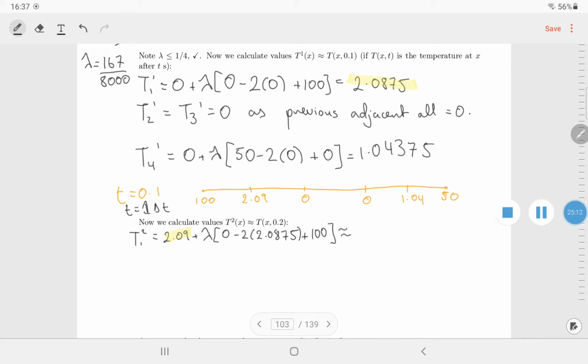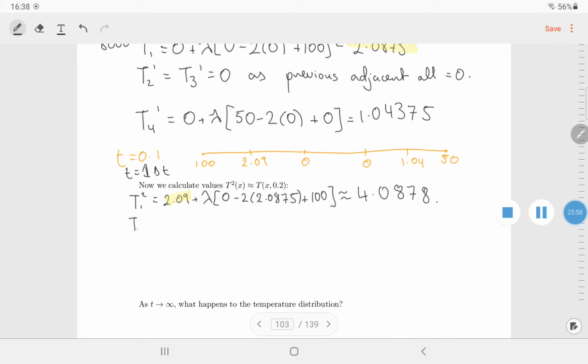So I get 2.0875 plus 167 over 8,000 times 100 minus twice 2.0875. And to 5 significant figures, I get 4.0878. Now, if you look at the increase in temperature, it's slightly smaller. So last time it was about 2.09 and this time it's about 2. And the reason it didn't increase so much is because the difference between the 100 and T1 is a bit smaller. And we know that the heat flow is proportional to the temperature difference. So when the temperature difference gets smaller, the heat flow gets smaller, the change in temperature gets smaller.